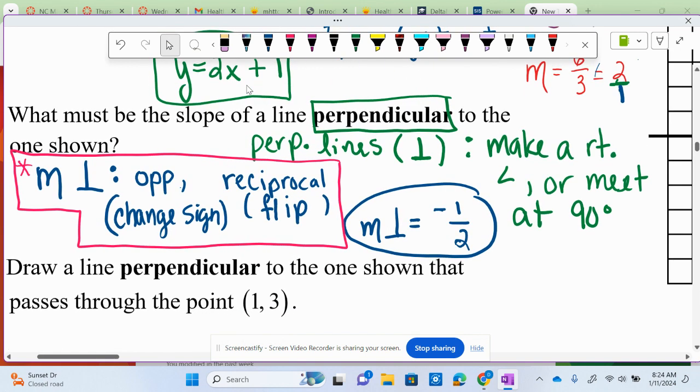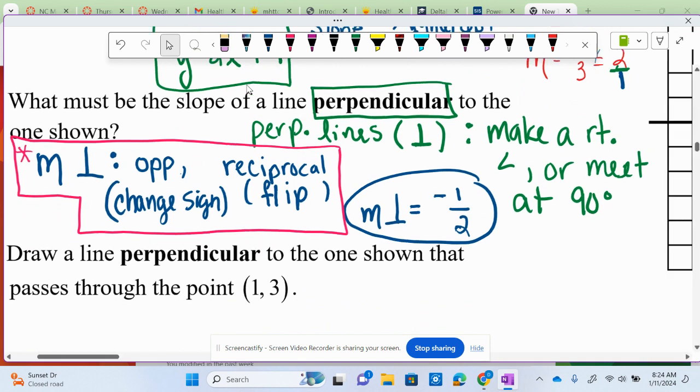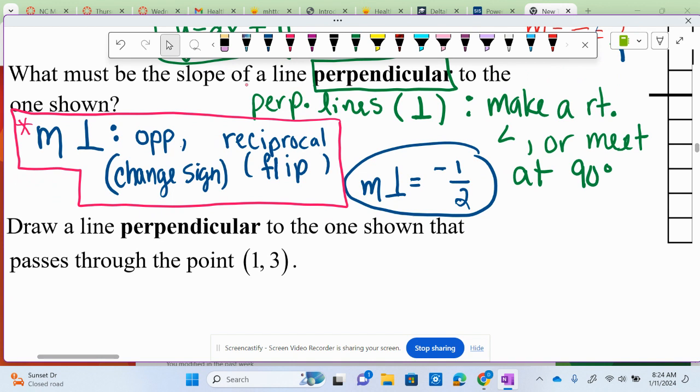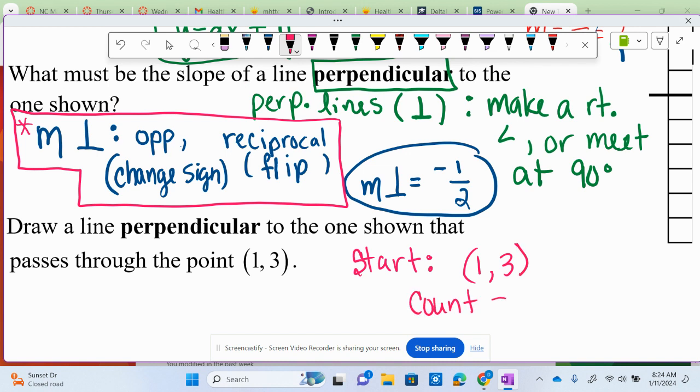Okay. So the next thing it says that we have to do is draw a perpendicular line to the one that's already shown on the graph, and it has to pass through the point 1, 3. So I'm going to tell you how we're going to do this. We are flipping the other way. Yes, we're going to start at the point 1, 3. That's going to be where we start. And then from there, we're going to count our slope, which is -1/2.